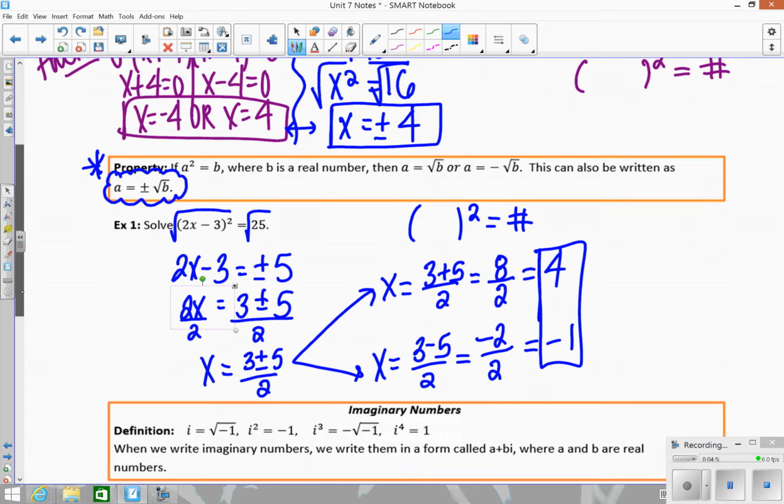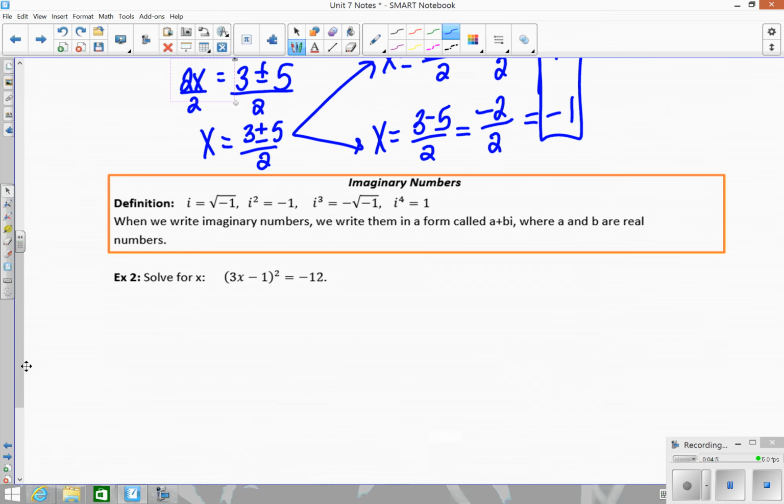So let's look at another example of this. We're kind of just throwing back in imaginary numbers, and the reason for that is when you look at this example, when I take the square root of both sides, you can see that I'm going to have an imaginary number because I'm taking the square root of negative 12.